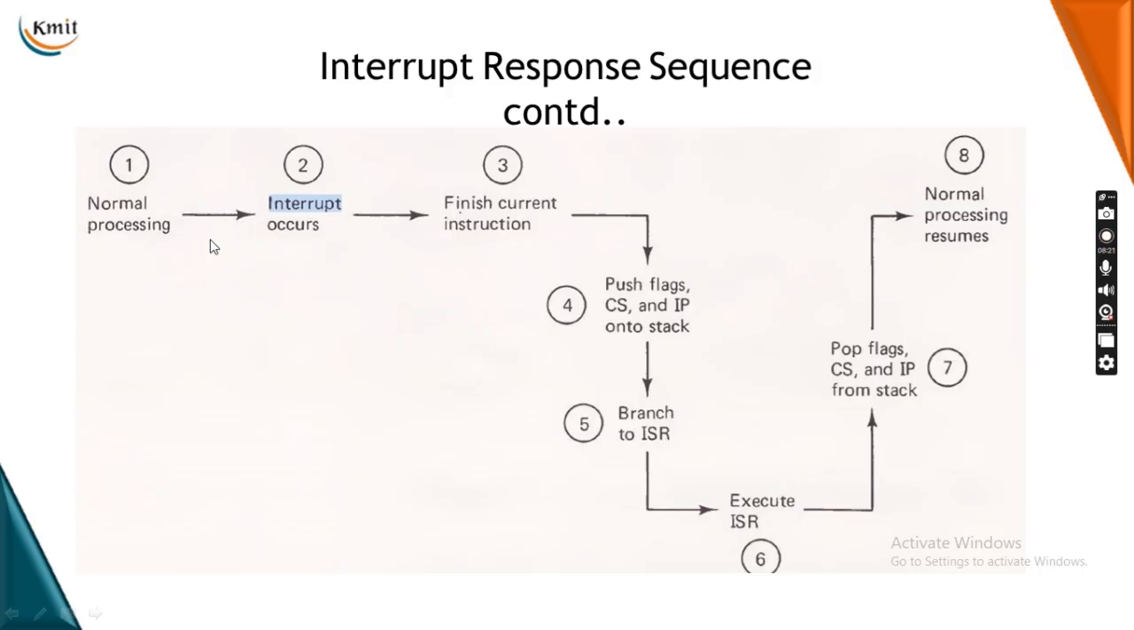So normal processing, interrupt occurs, finish the current instruction, push the flags, CS and IP onto the stack, branch to ISR, execute the ISR, pop flags, CS and IP from the stack, and normal processing resumes. This is how the interrupt cycle of 8086 follows.